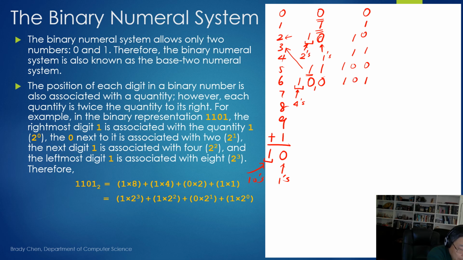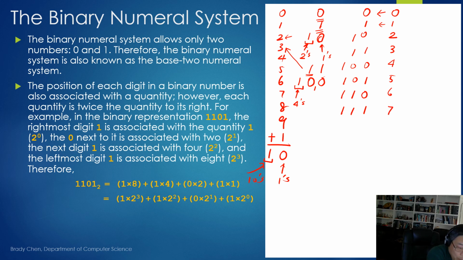And then when we add 1 more, we reset the 1's position to 0, add a 1 to the 2's position, 1, that's the next number, and a 1, 1, 1. Now, so this number is associated with 0, 1, 2, 3, 4, 5, 6, and 7.